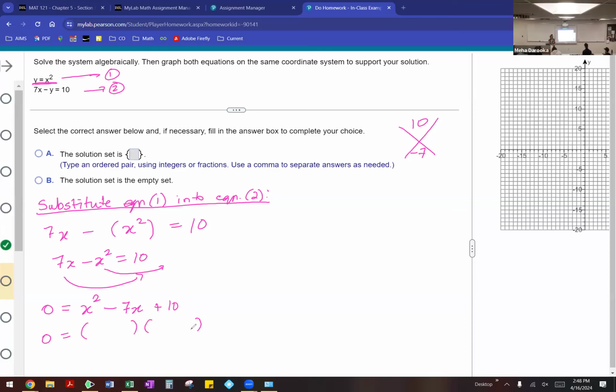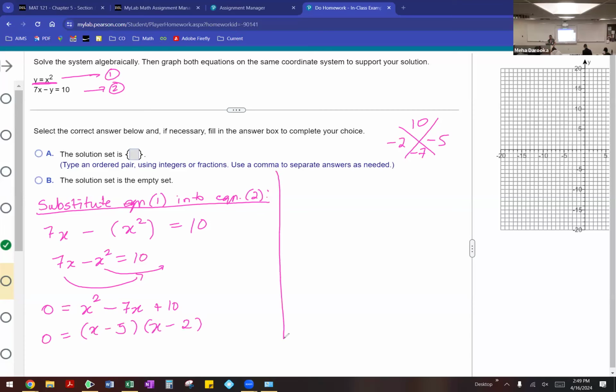What will this guy factor into? Very good, yeah, negative 2 times negative 5 will give us positive 10, and when you add them, negative 2 plus negative 5 will add up to negative 7. So this guy will break down into x minus 5 and x minus 2 as our two factors.